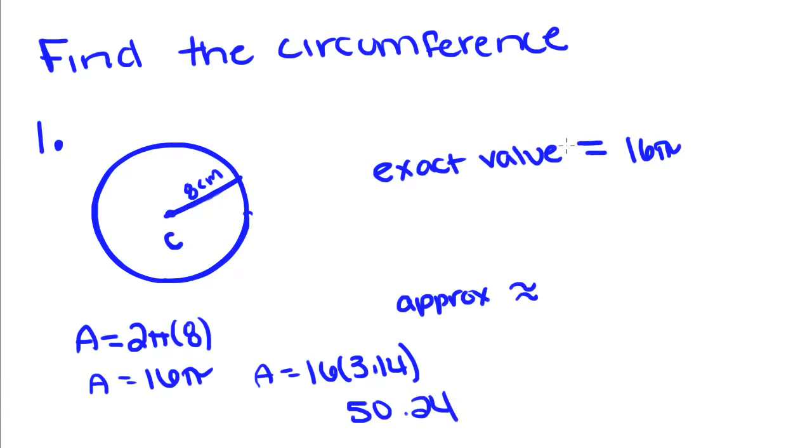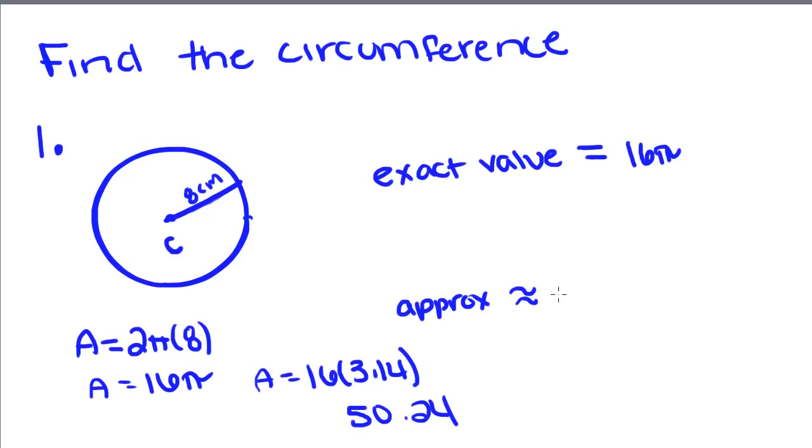So when we have an exact value, we use equal signs. But when we approximate the circumference, we're going to use these little wavy lines, and that just signals that we approximated it and that this is not the exact value of the circumference. It's pretty close, it's just not exact.